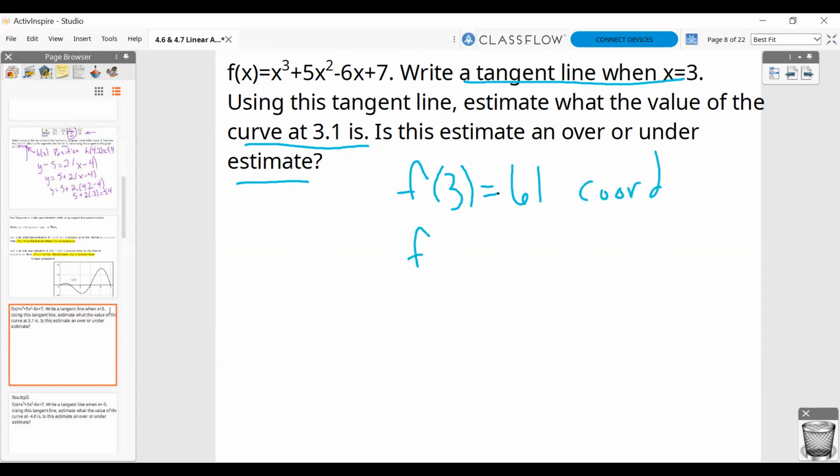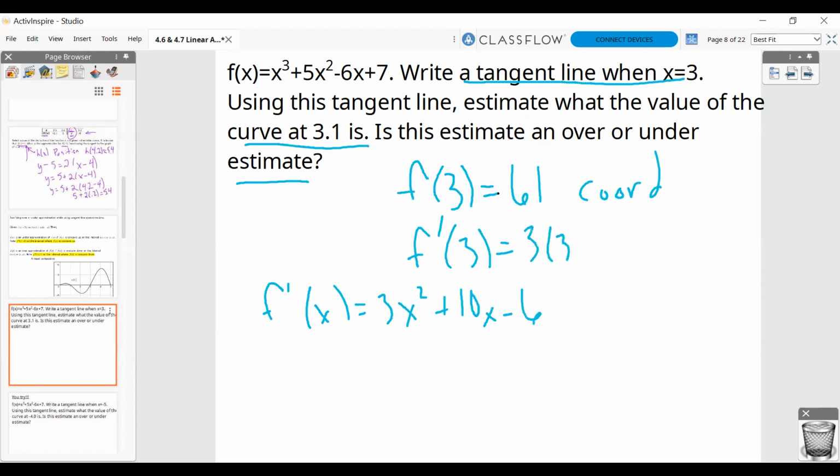And then we need to find f prime of 3. So I first say, okay, well, what's f prime of x? F prime of x is 3x squared plus 10x minus 6. And so now I'm going to plug my 3 in. If you want to do this all in one step, that's totally fine. Just make sure your derivative is correct. Otherwise, you're going to have a bad time. So that's 27 plus 30 minus 6. That gives me a slope of 51. My goodness. So this slope is 51.